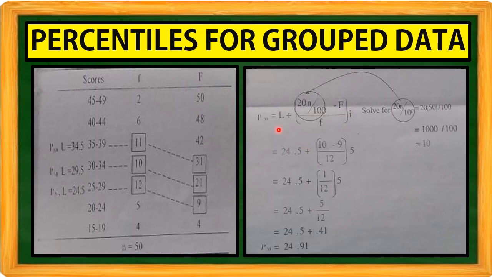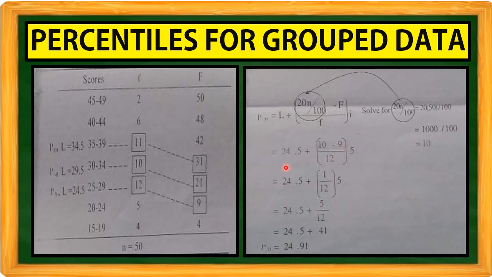For example, if we are going to look into percentile 20. First, we look at the value of the circled one. 20 times 50 is 1,000, divided by 100 is equal to 10. So we find where the 10 falls. It is not in 9, so it is in 21. Since it is in 21, the lower limit we will use is 25 to 29. So 25 minus 0.5 is 24.5. So 24.5 is what we use here.